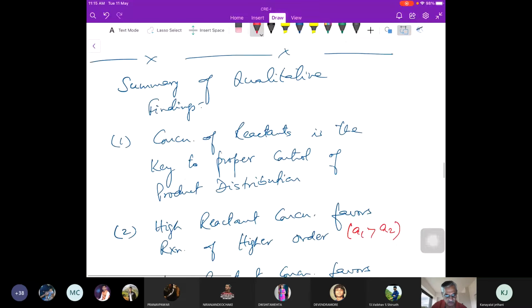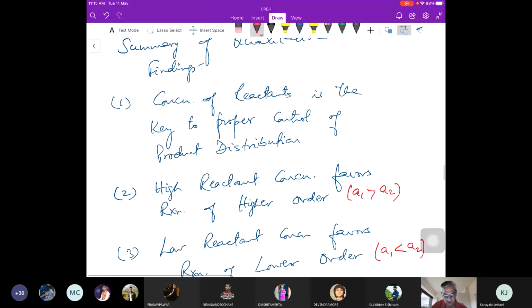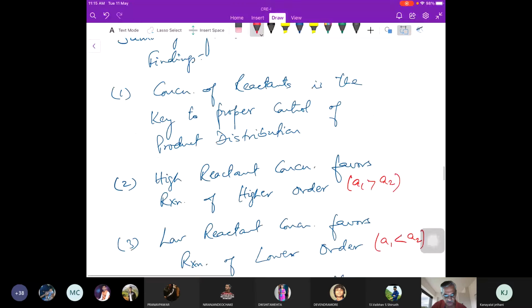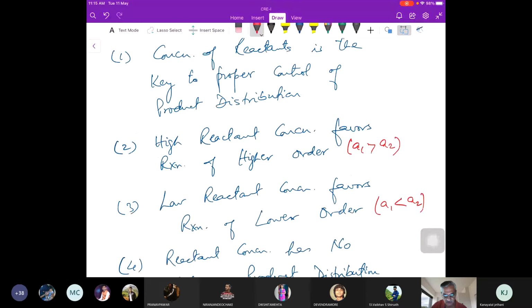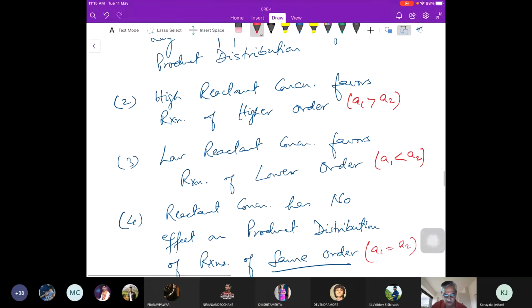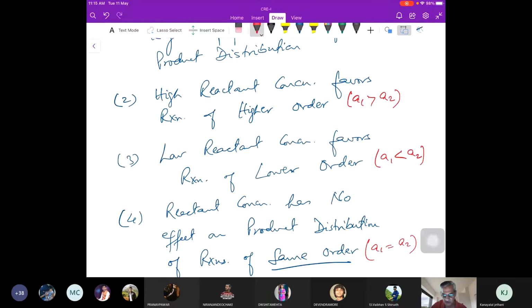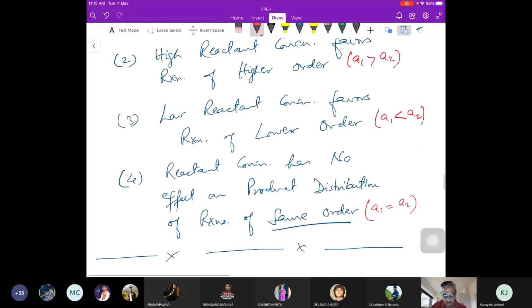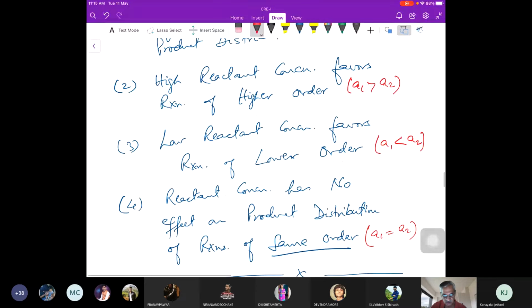Okay. So summary of qualitative findings. Concentration of reactants is the key to proper control of product distribution. High reactant concentration favors reaction of higher order, A1 greater than A2. Low concentration favors reaction of lower order, A1 less than A2. And reactant concentration has no effect on product distribution of the same order, A1 equal to A2. So this is a summary.